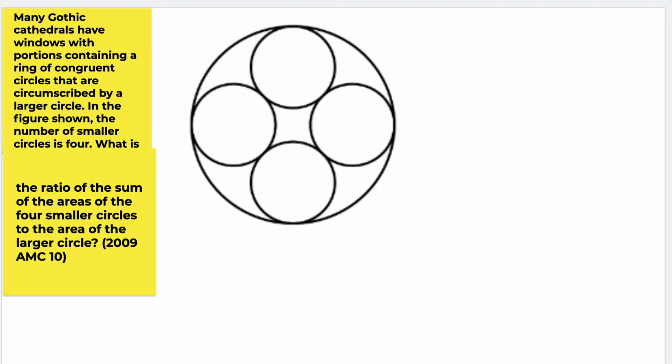This is a nice problem. Many Gothic cathedrals have windows with a portion containing a ring of congruent circles that are circumscribed by a larger circle. In the figure shown, the number of the smaller circles is 4. What is the ratio of the sum of the areas of the 4 smaller circles to the area of the larger circle? This is a nice problem, and I want you guys to try it out.